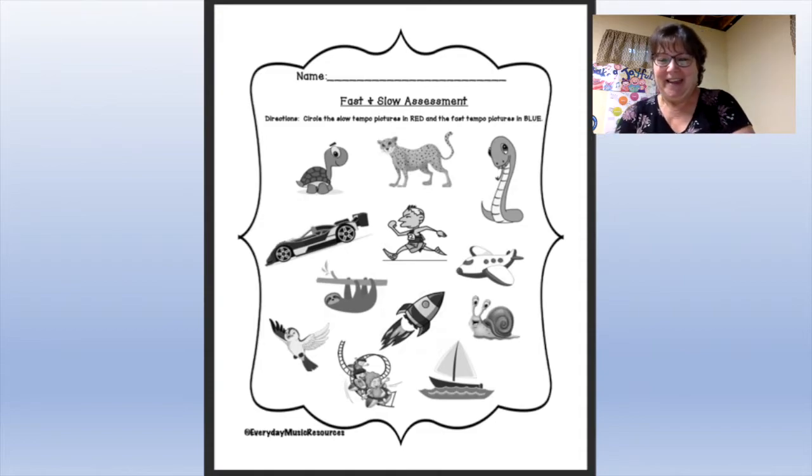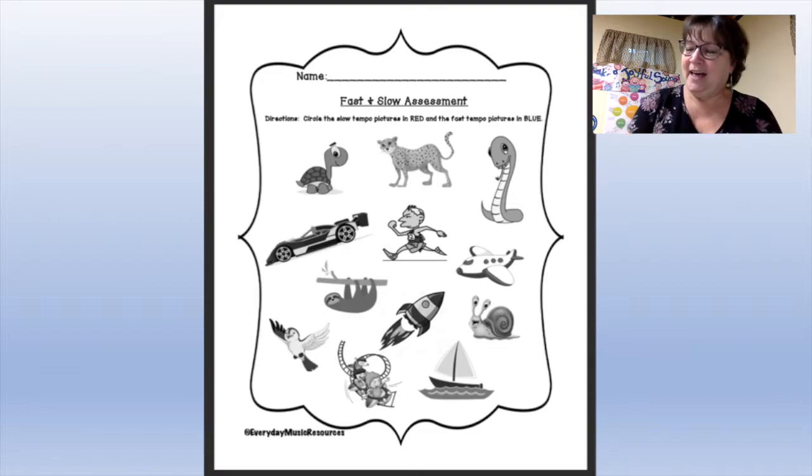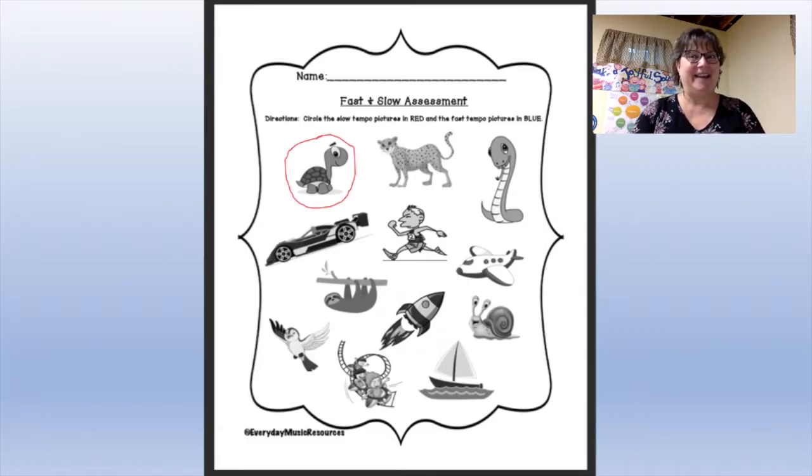So here we go. The first one we're going to do is the turtle, and he's up in the upper left-hand corner. If you think about how a turtle is moving, do you think he moves at a fast tempo or a slow tempo? Let's see if you were right. You were right. He moves at a slow tempo, and that's why I circled it in red.